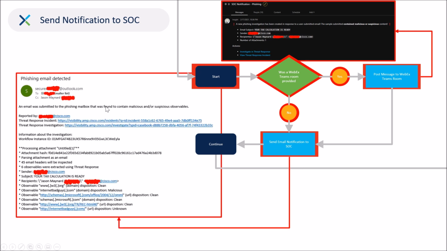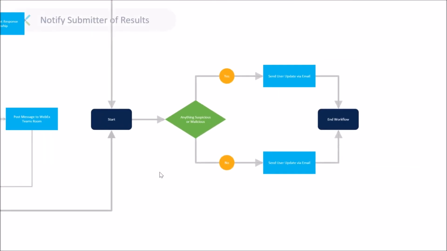So what that looks like is this. So again, reported by, here's the links for the incident and the investigation. And then you've got some details here around who it was sent to, the sender. And look here, observable internetbadguys.com. There's the domain. The disposition was malicious. So initially, when we looked at that hyperlink in that email that was originally sent, it was pointing to this malicious domain here. And we can see here we've got a clean disposition on some of the other elements. And then we'll go ahead and continue.